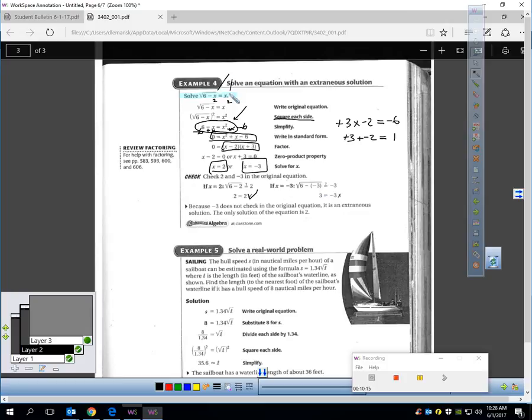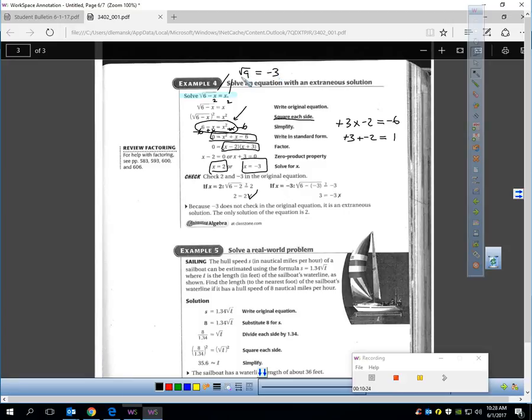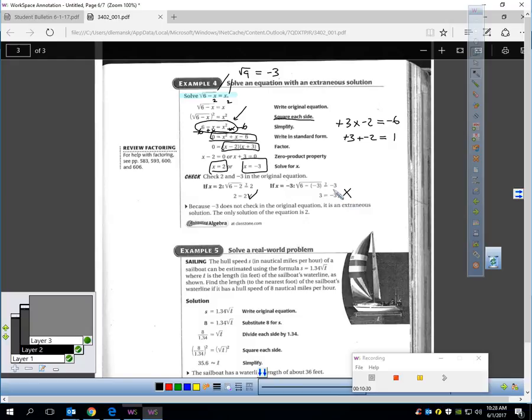If I plug in negative 3, I get 6 minus negative 3, which is 9. So I get the square root of 9 over here, and I have negative 3 on the other side. The square root of 9 is 3, not negative 3. So this is not a solution. This would be an example of an extraneous solution. Negative 3, even though the work gave me negative 3, it doesn't actually work in the problem. Okay? So that would be an example of an extraneous solution.